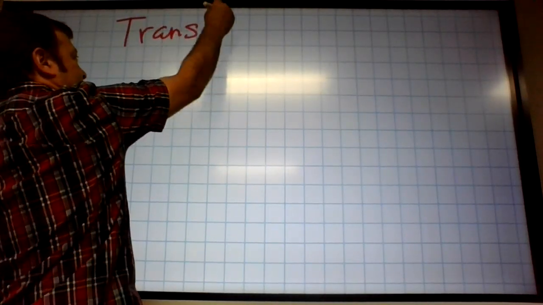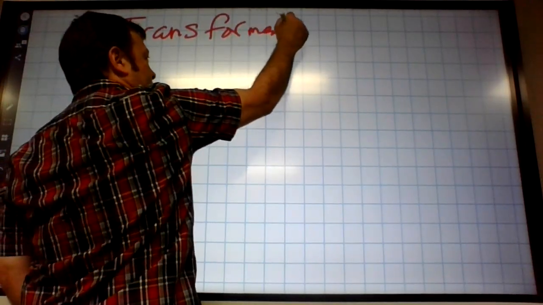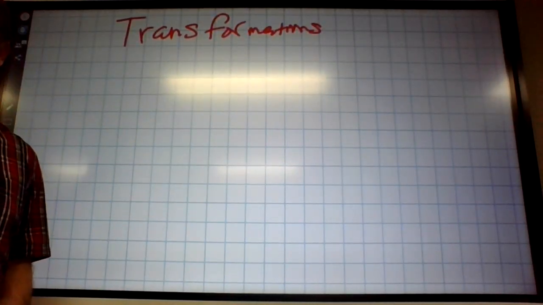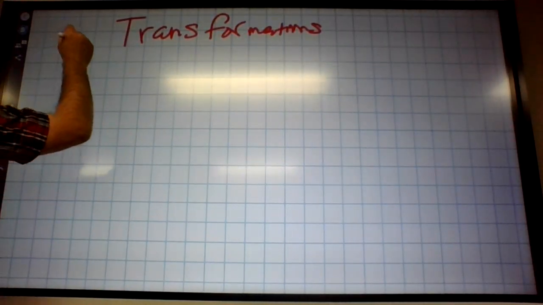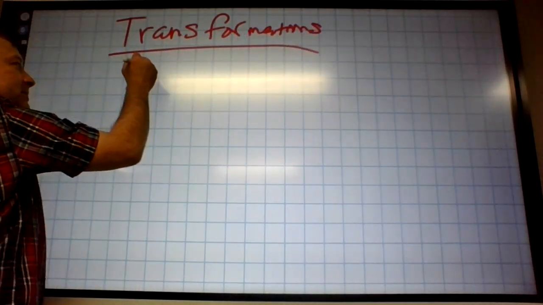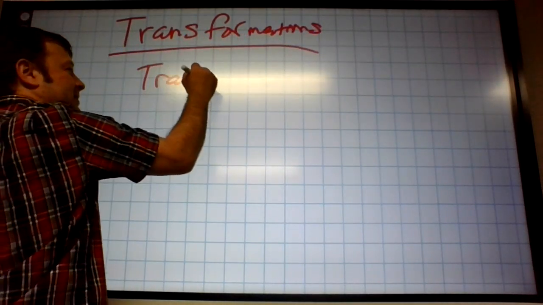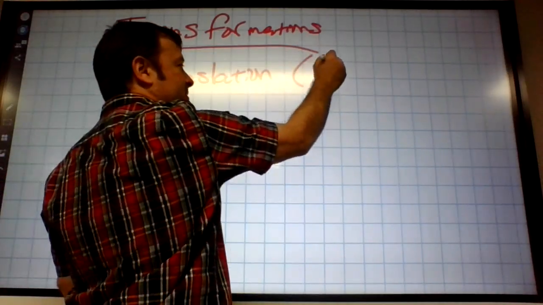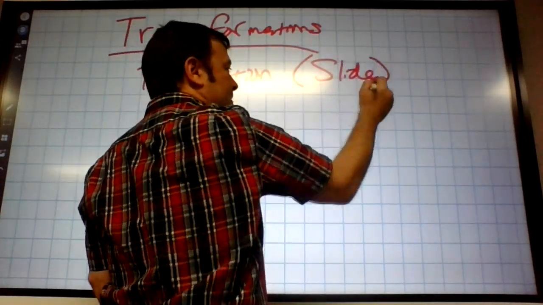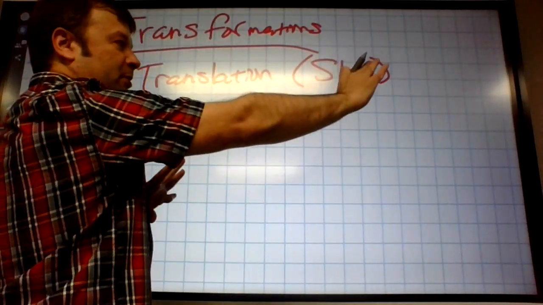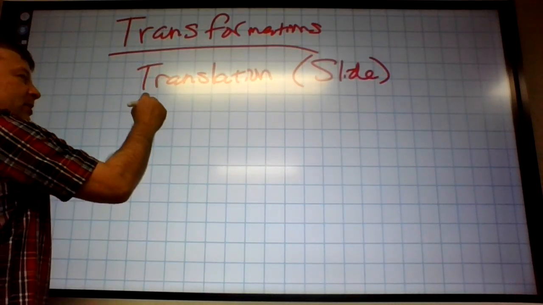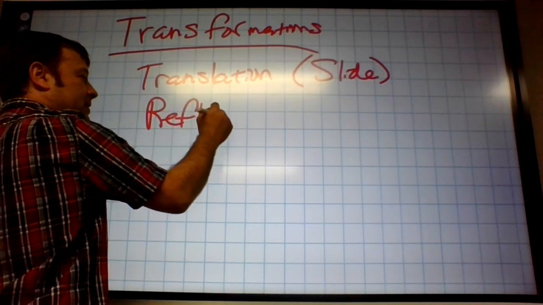Okay, this chapter is all about what they call transformations, which just means manipulating an image in different kinds of ways. For example, translations. That sounds weird, but really all that means is slide. So you just move the image over in a certain direction. Slide to the left. And then we're also doing reflections today.